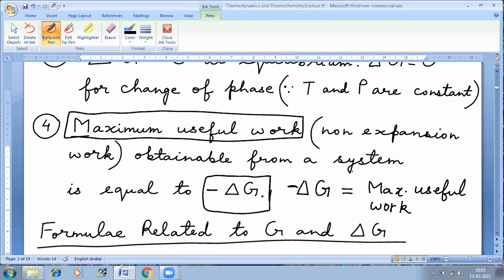मतलब वो सिस्टम मैक्सिमम कितना काम कर सकता है, कितना काम दे सकता है वो सिस्टम, मैक्सिमम वैल्यू दैट इज गिवन एज माइनस ऑफ डेल्टा जी. तो सिस्टम के अंदर क्या कैपेसिटी है काम करने की, इनडायरेक्टली दैट इज व्हाट वी आर ट्राइंग टू मेजर. So what is the maximum amount of work that a system can do? That is equal to minus of delta G.